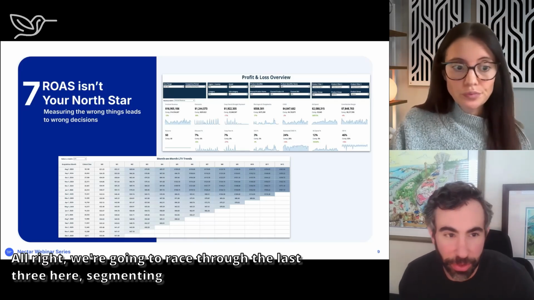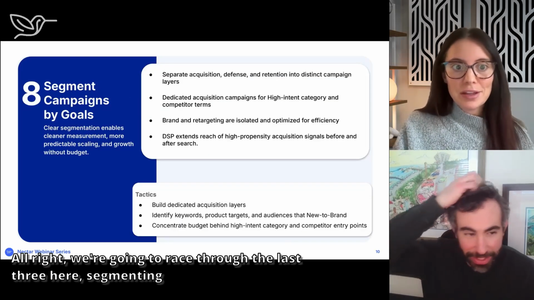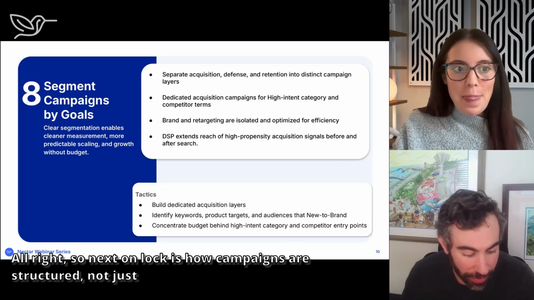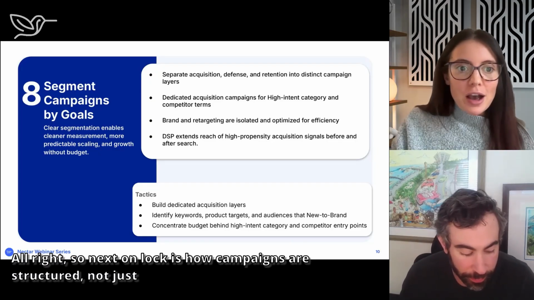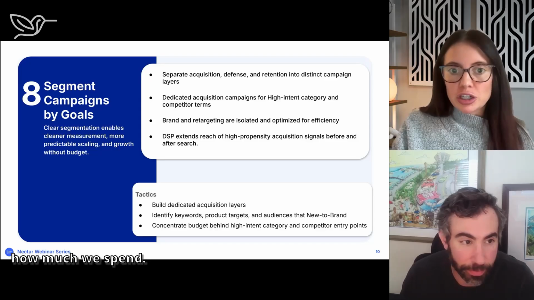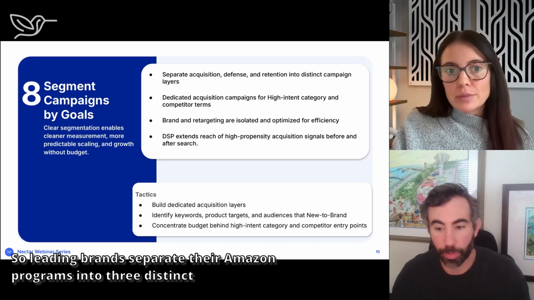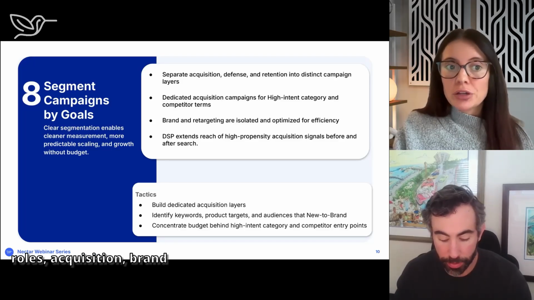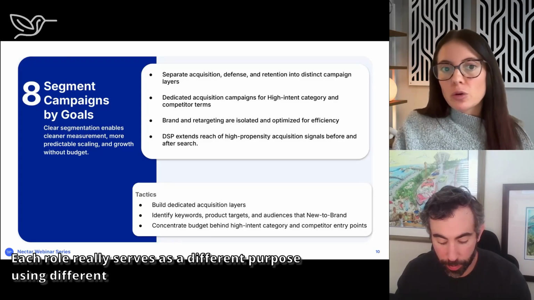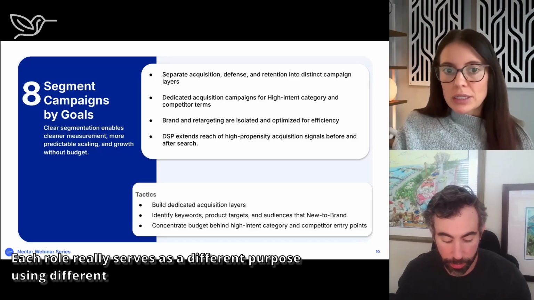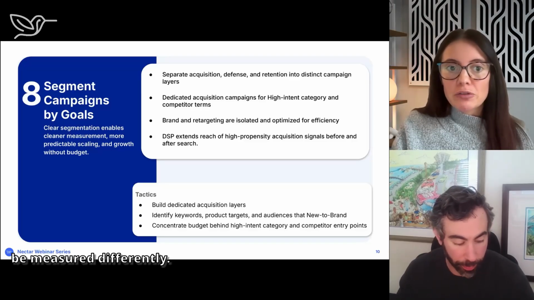All right, we're going to race through the last three here, segmenting campaigns by goals. Next unlock is how campaigns are structured, not just how much we spend. Leading brands separate their Amazon programs into three distinct roles: acquisition, brand defense, and retention. Each role serves a different purpose, using different targeting, and really should be measured differently.